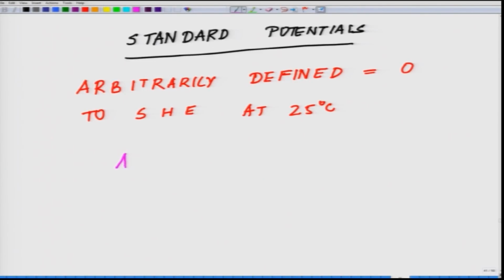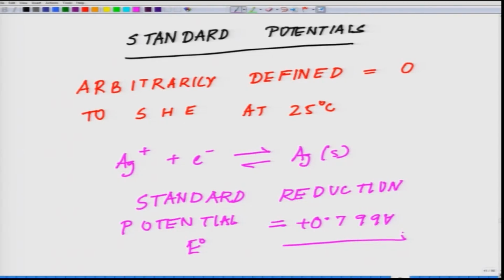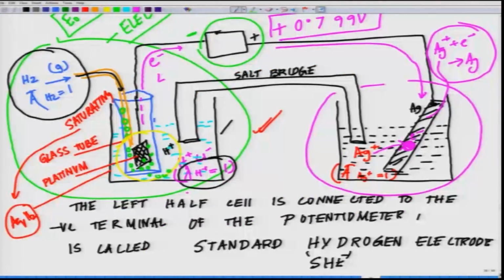Okay, so for the reaction Ag+ plus electron making Ag solid, the standard reduction potential is positive 0.799 volt. Okay, and the positive tells us that the electron flows from left to right through the meter. So the electron is flowing from left, this is your left and this is your right, and electron flow is happening like this. That is what gives you a positive value out here.